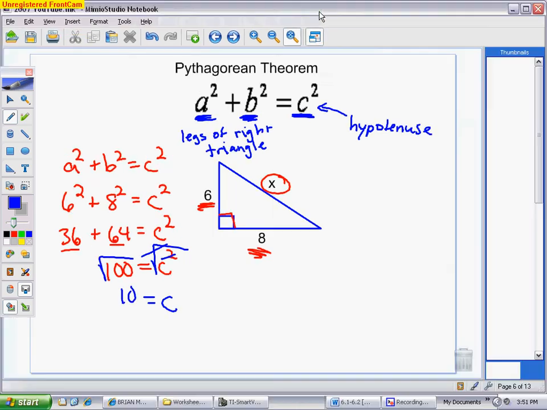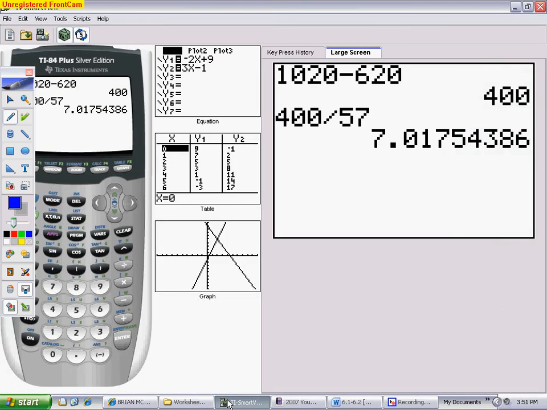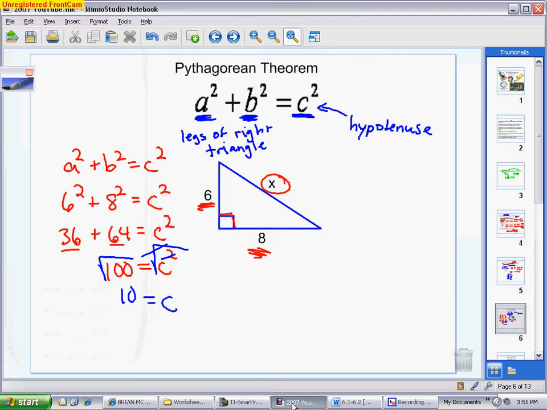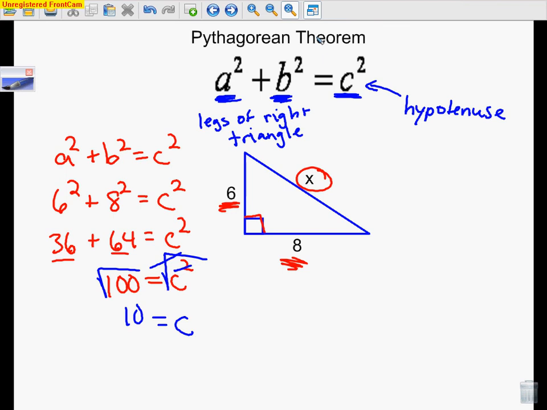If you don't know how to do the square root in your calculator, all you do is hit second, and then there's a square root right above the x squared, and type in your number. So the square root of 100 is 10. Be careful, because square rooting is not the same thing as dividing by 2. You're asking yourself, what number when I multiply it by itself gives me 100? Well, 10 times 10 is 100, so that's the square root. So here we find out that x is 10.